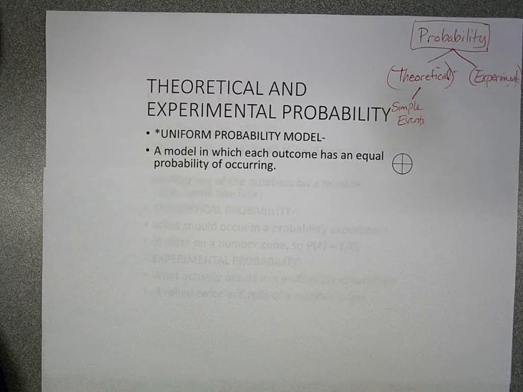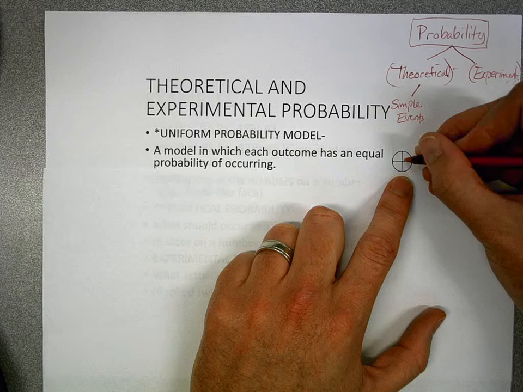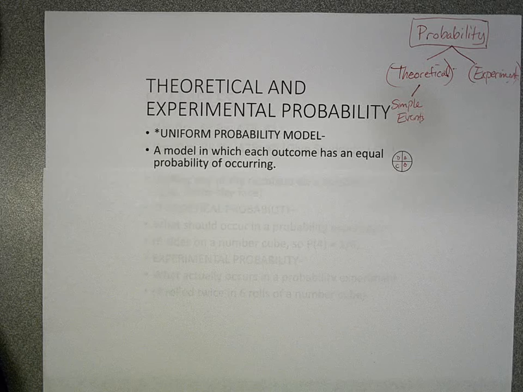Here's what I'm talking about. If this is a spinner and we have an A, a B, a C, a D, you go, okay, what's the chance of spinning an A? That's a simple event that we were just talking about. Now, I want to clarify this, though. This is a perfect time to clarify it.